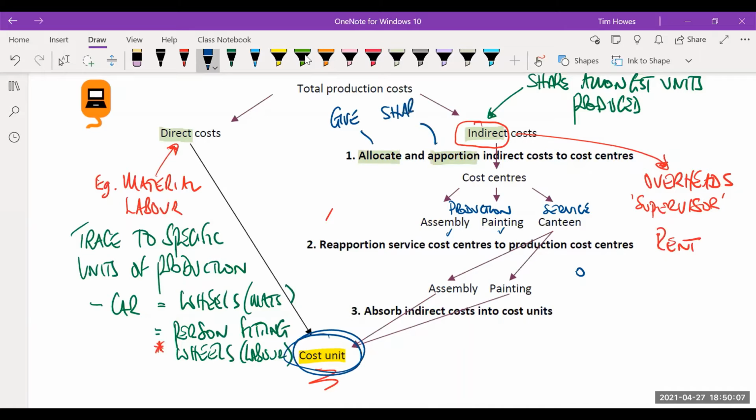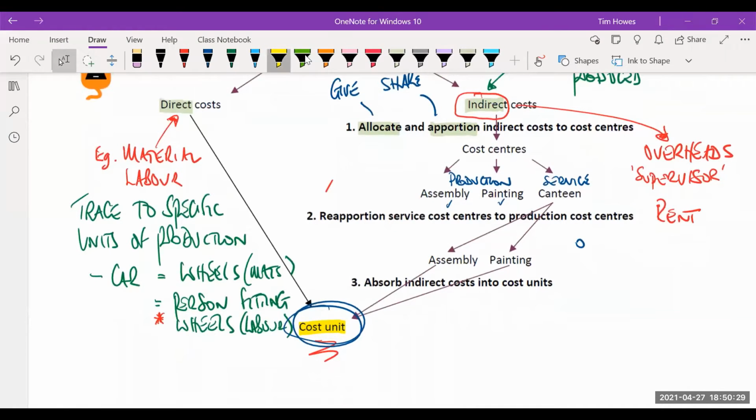Alternatively, if we can't see that obvious link to a particular center, then we'll need to share it. And that's what we mean by apportionment. So sharing it out across the different cost centers. Great, fantastic. Ultimately, once we've done that, the second step is to reapportion service costs.